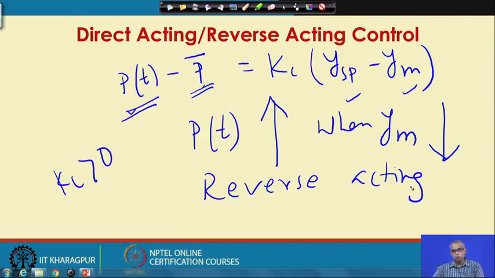When the output of the controller increases as the measured value or the input increases, this is direct acting. So, one is reverse acting, another is direct acting. In case of reverse acting, the output of the controller increases as the input signal decreases. In case of direct acting, output of the controller increases as the measured signal or input signal increases.